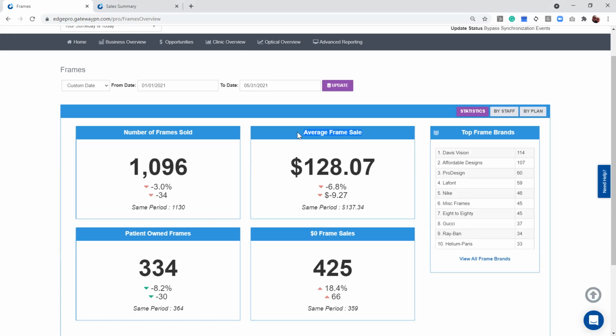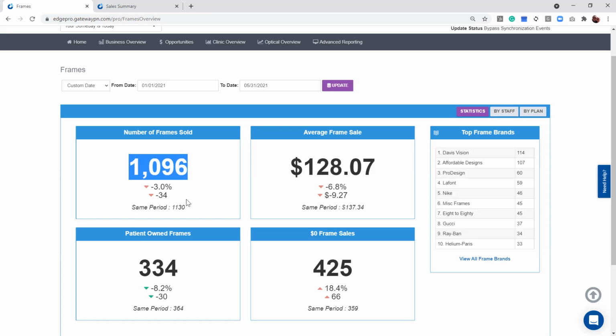You can also see your average frame sale. Last year, it was $137. This year, $128. So our patients are spending about $9.27 less on frames this year than they did last year. When we want to understand our frame business a little more, I always say put the pen to the paper or multiply the numbers out. If our patients are spending $9.27 less on frames and they purchased 1,096 frames, that's $10,000 in missed revenue just by us having that average frame sale drop.